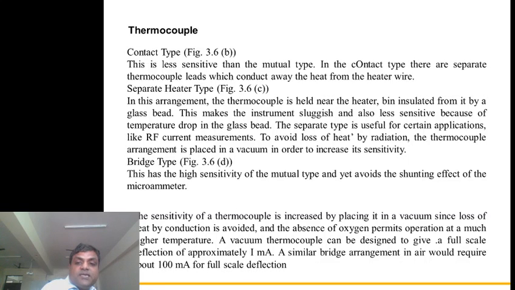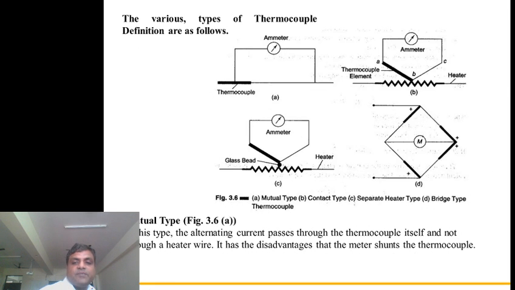The separate type is useful for certain applications like RF current measurement, even though its sensitivity is affected by the glass bead. To avoid loss of heat by radiation, the thermocouple arrangement is placed in a vacuum in order to increase sensitivity. Then the fourth, the most practical type of thermocouple, is the bridge type.